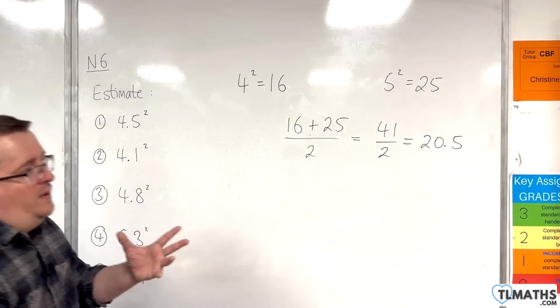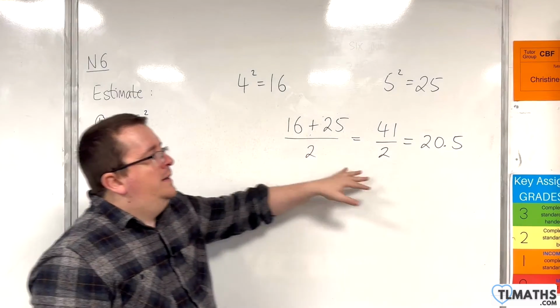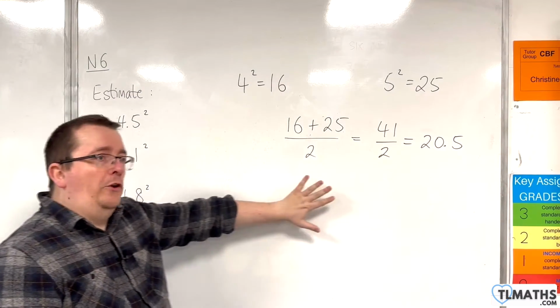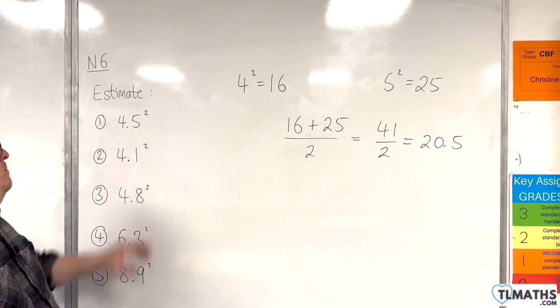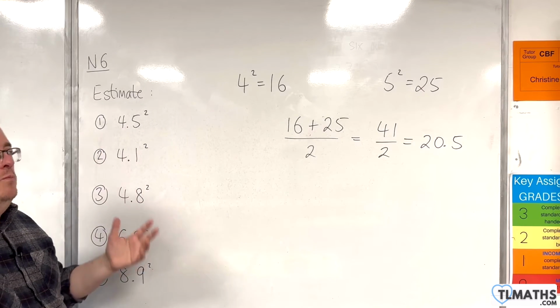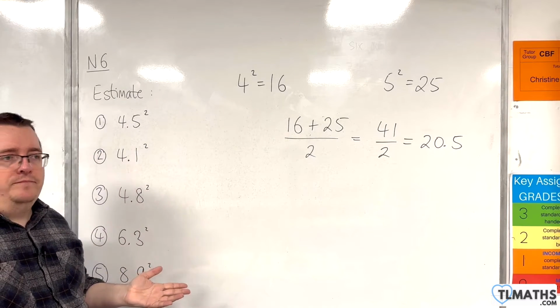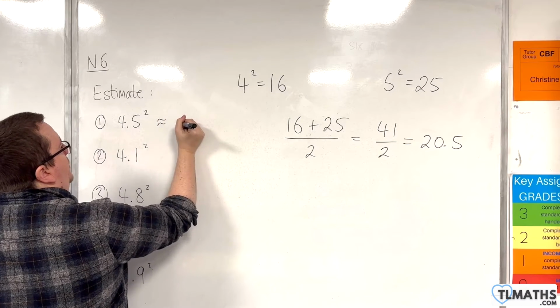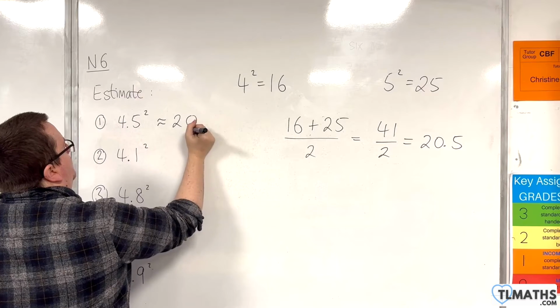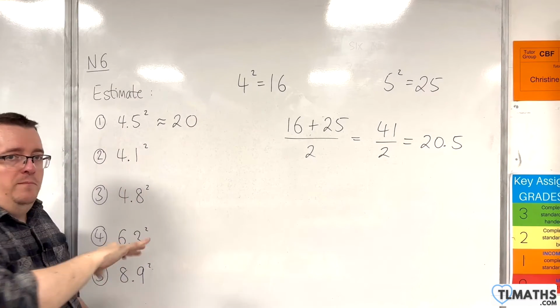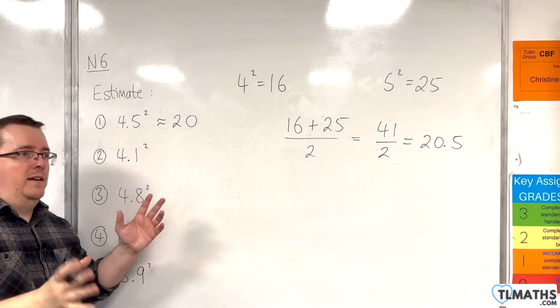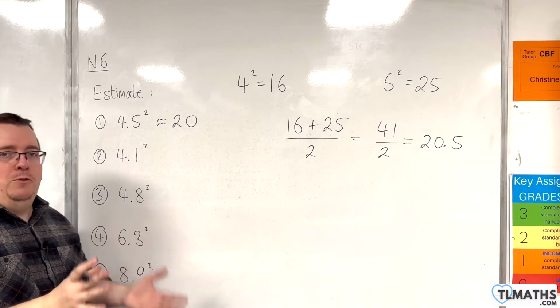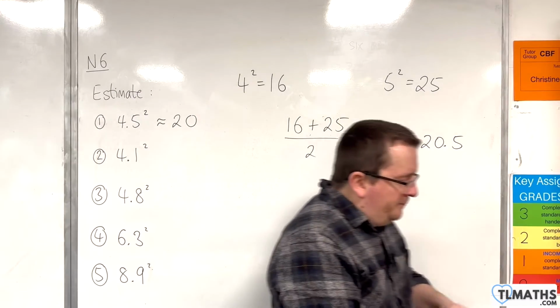Now, from the previous video, we saw that our estimates here are always overestimates. So 4.5 squared would probably be around about 20. So I'm going to use the approximately equal to sign here, 20. So it's like an equal sign, but with two wavy lines, kind of like almost equal to. You can kind of think of it like that.